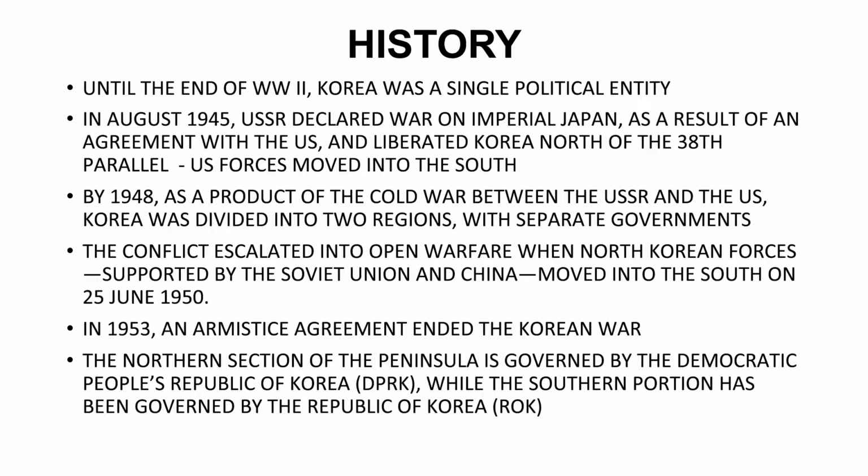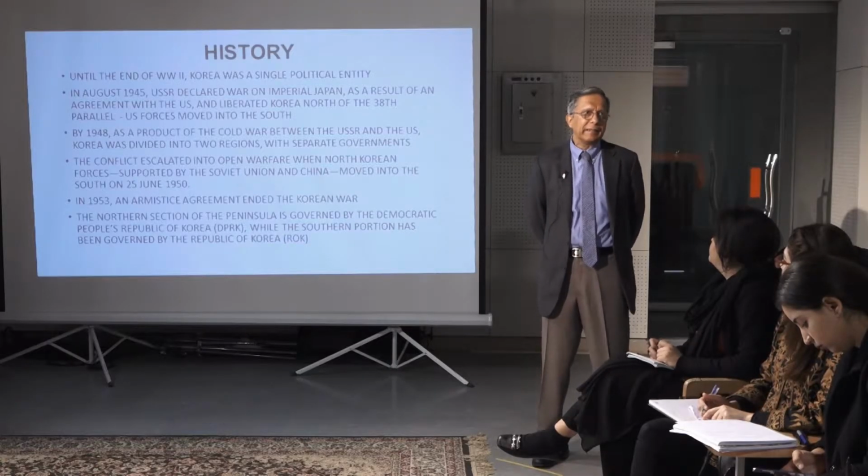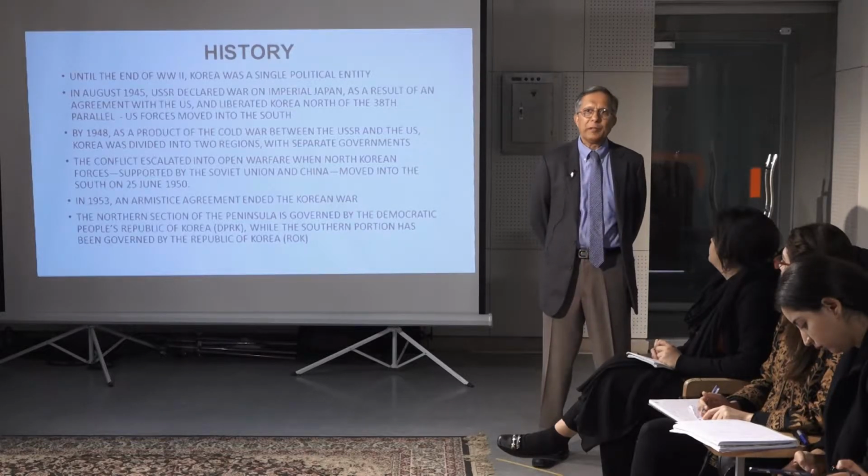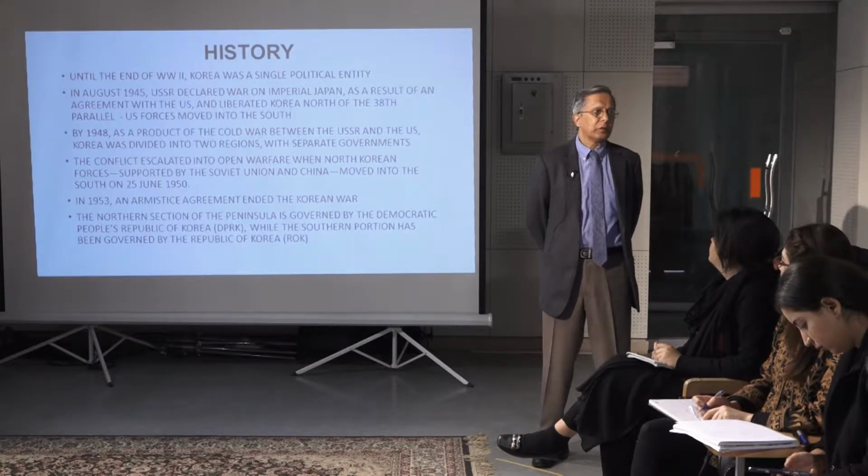So Korea was divided. It was not China that attacked it. It was Soviet Union that attacked and occupied area north of 38th parallel and south of 38th parallel, the US occupied it. So by 1948, as a product of the Cold War between the USSR and the US, Korea was divided into two regions with separate governments. So they already divided it amongst themselves, North Korea and South Korea. They already did it as part of the agreement that how they are going to have their spheres of influence.